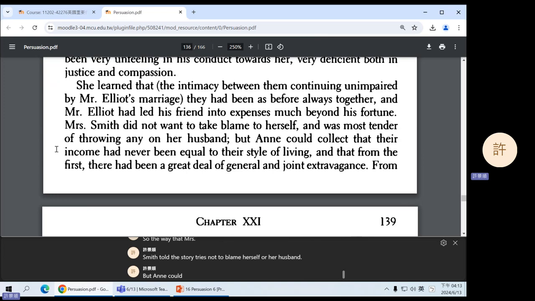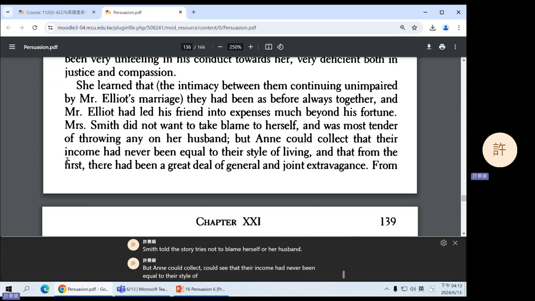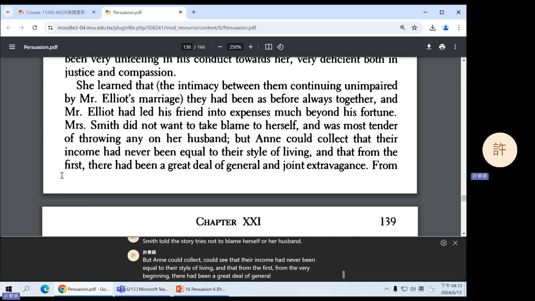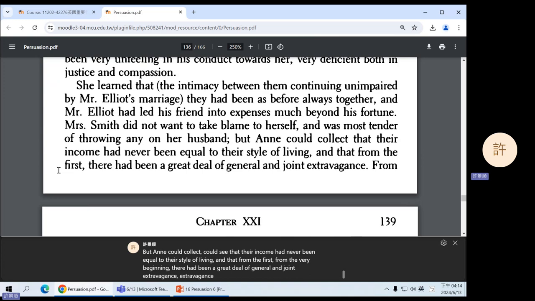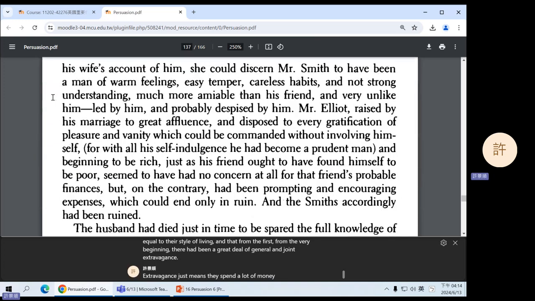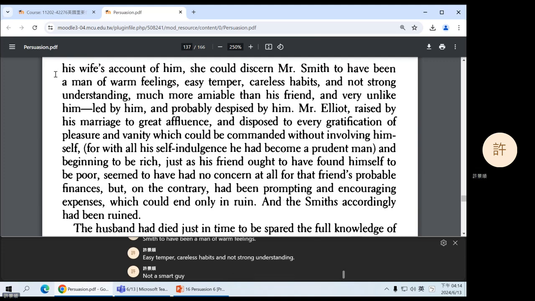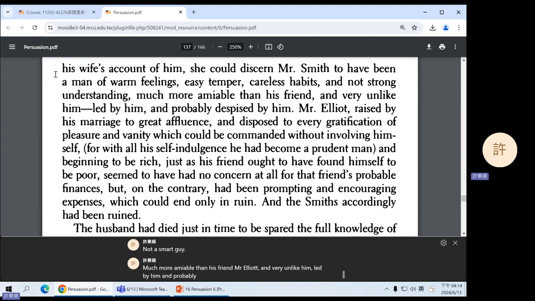But Anne could see that their income had never been equal to their style of living, and that from the very beginning there had been a great deal of general and joint extravagance. Extravagance just means they spend a lot of money. From his wife's account of him, she could discern Mr. Smith to have been a man of warm feelings, easy temper, careless habits, and not strong understanding. Not a smart guy. Much more amiable than his friend Mr. Elliot, and very unlike him, led by him and probably despised by him.